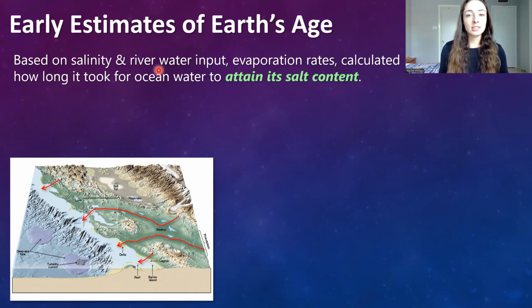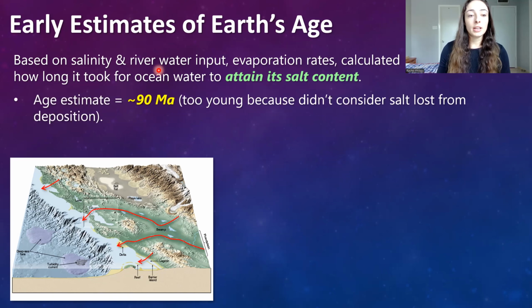The way they did this was by measuring the volume of river input, how saline the river input was, the rate at which it was coming in, evaporation rates that concentrated salinity, and all of these things. And they ended up getting an age estimate of basically how long it took for the ocean to gain its salt content of 90 million years.